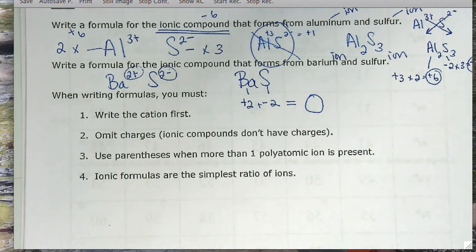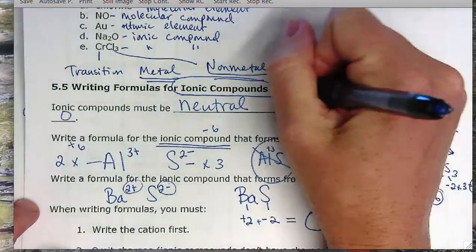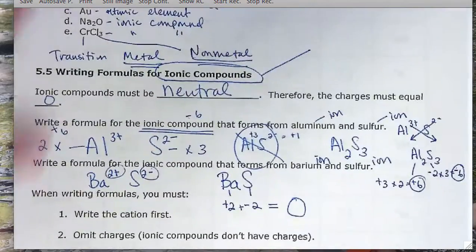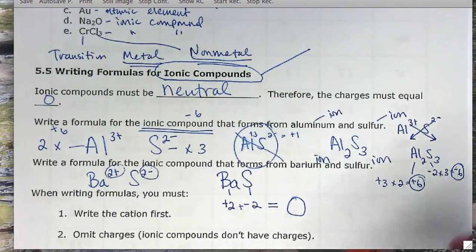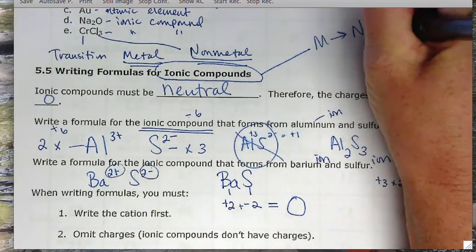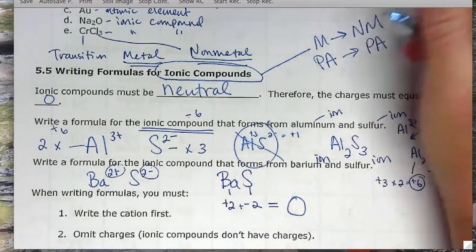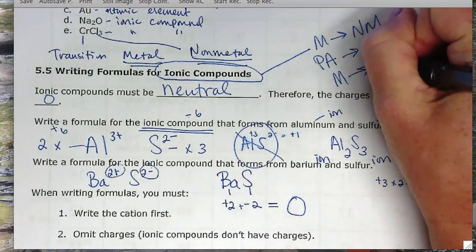Okay, so when we're writing ionic formulas, remember ionic compounds, what are they between? What makes it ionic? So it's charged cation to anion, but what typically participate in ionic compounds? Metal to nonmetal, or polyatomic ion to polyatomic ion, or usually metal to polyatomic ion.